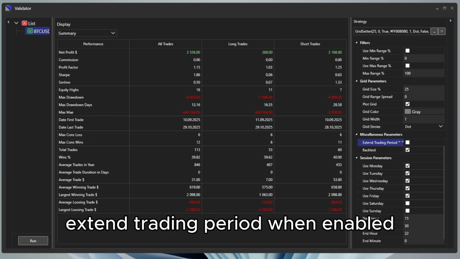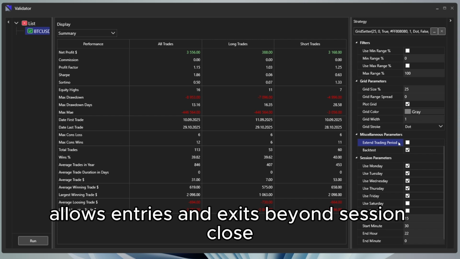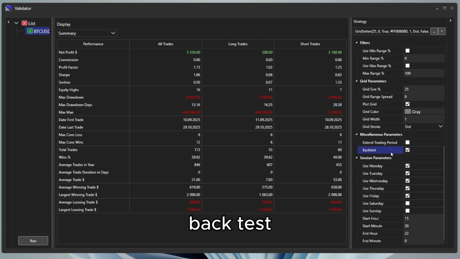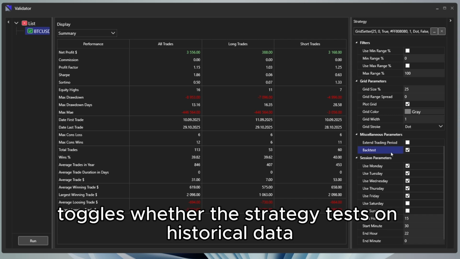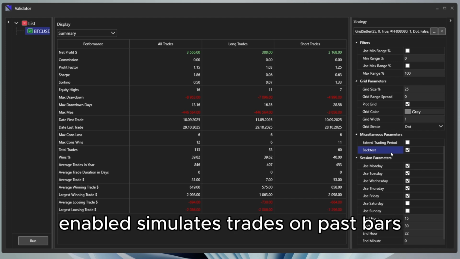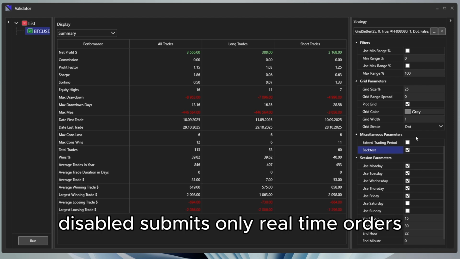Extend trading period, when enabled, allows entries and exits beyond session close. When disabled, all trading stops at session end. Backtest toggles whether the strategy tests on historical data. Enabled simulates trades on past bars. Disabled submits only real-time orders.